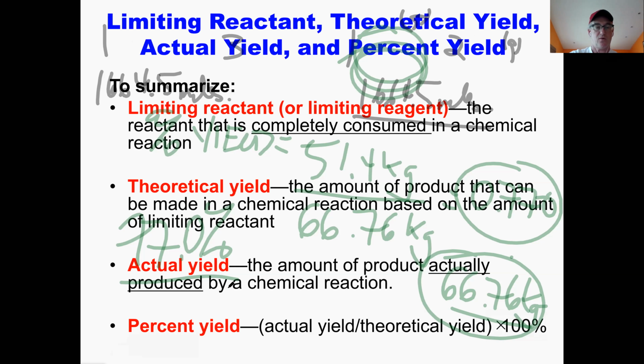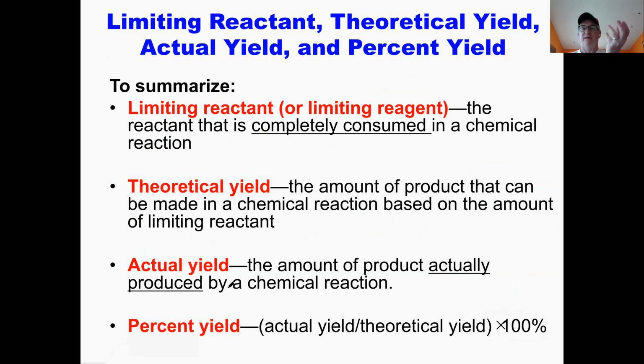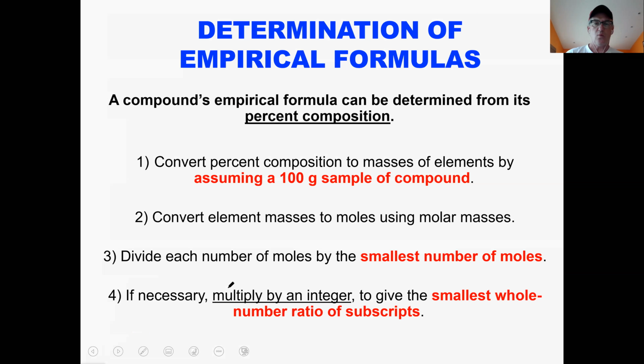All right, so our limiting reagent is the one that's completely consumed. Theoretical yield is the amount of product that you could make if 100% of the reaction took place and you recovered 100% of the products. And then your percent yield would be whatever you actually got after your reaction and recovering the product, divided by the theoretical, times 100.